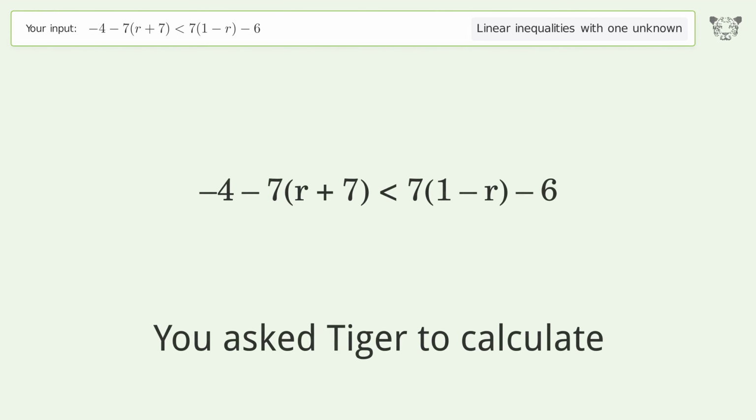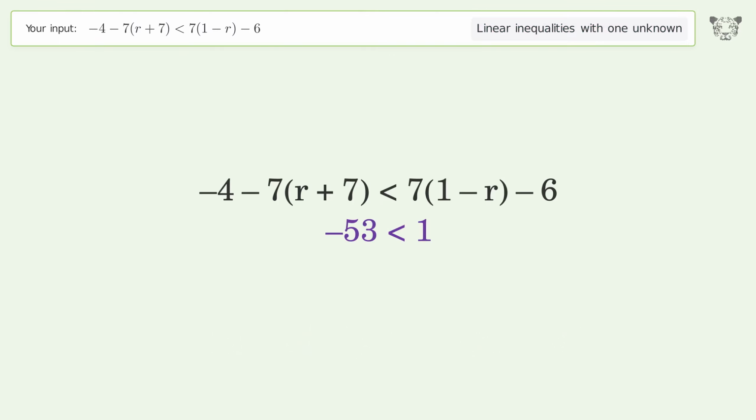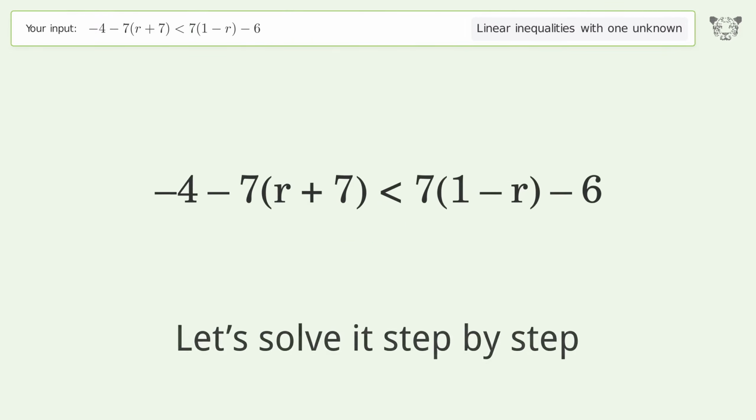You ask Tiger to calculate. This deals with linear inequalities with one unknown. The final result is -53 smaller than 1. Let's solve it step by step.